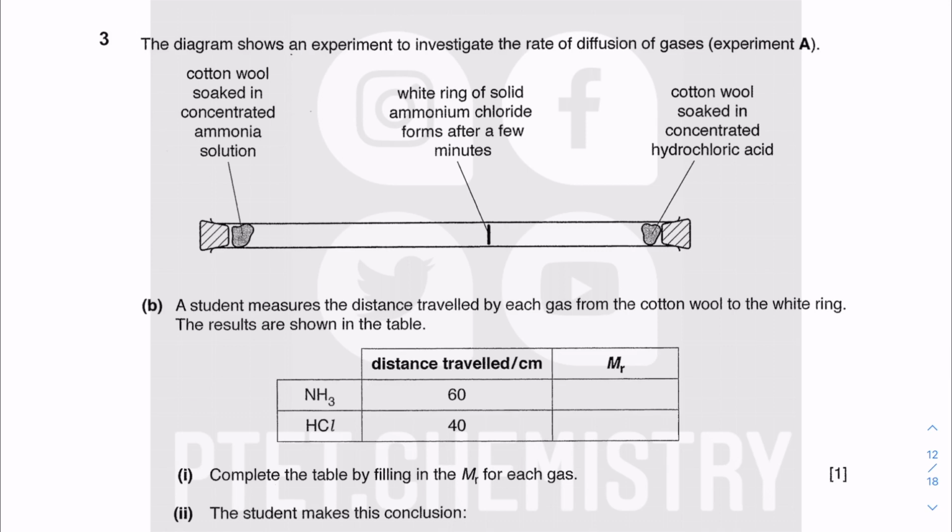Question 3. So we have this classic diffusion experiment. So this is HCl, this is NH3, and this is ammonium chloride. If you remember in the MCQ questions, there was that thing called ammonium chloride. Well, it was ammonium ion, NH4 plus and Cl minus. So it's a giant ionic structure. It's an ionic compound. This is simple molecular. This is also simple molecular.